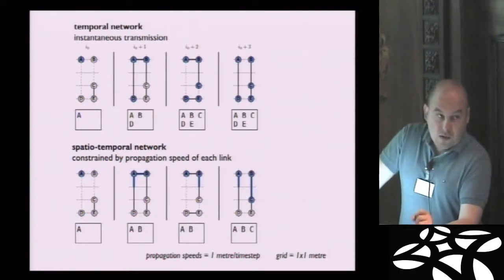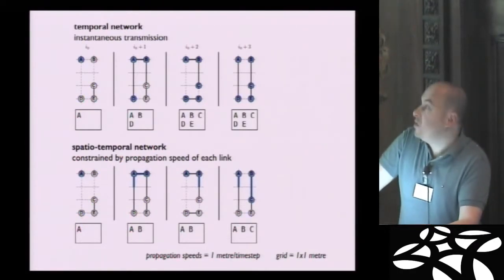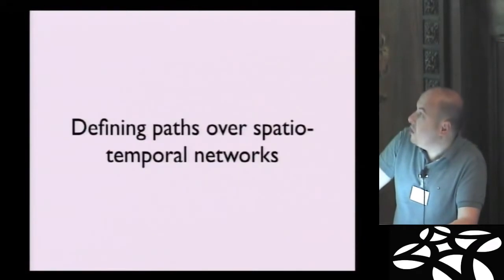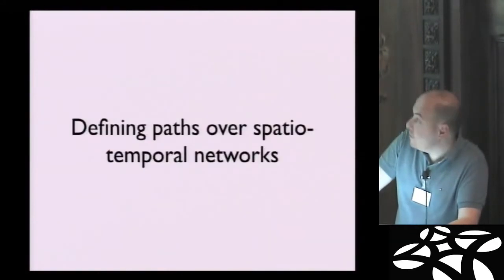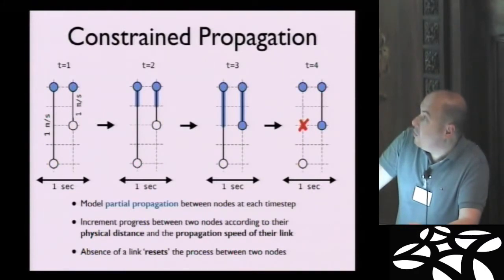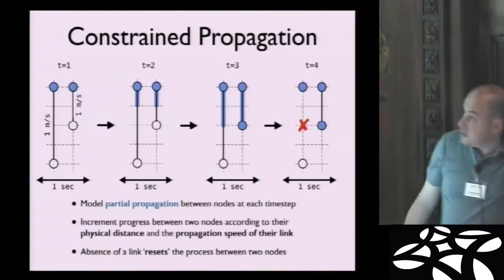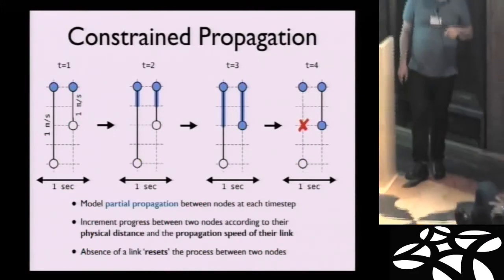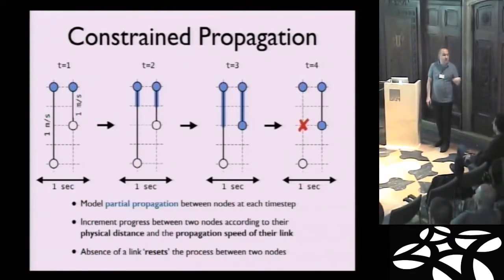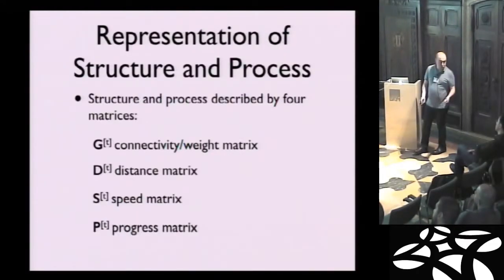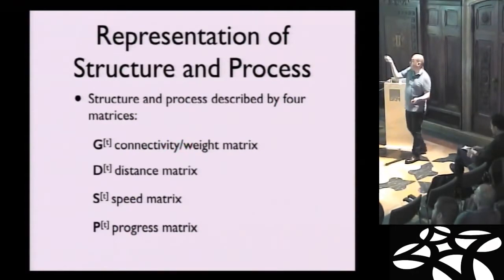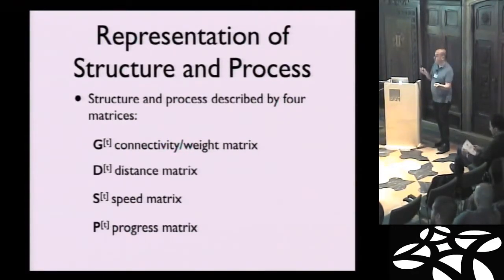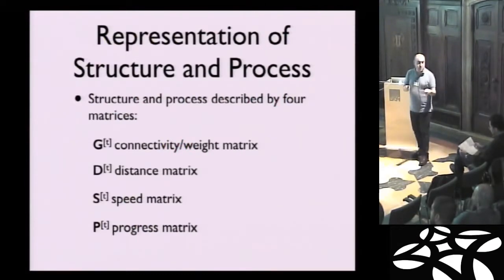Okay. This is a very simple observation. What we did essentially, we defined paths on these networks, and we try to consider this constraint propagation. So the problem is, as I said, that we have a propagation speed that we don't want to reset every time in the propagation of the message. So we use a series of matrices. So one is the connectivity matrix. The other one is a distance matrix between the nodes. Then we have a speed matrix, that is the speed between the nodes.